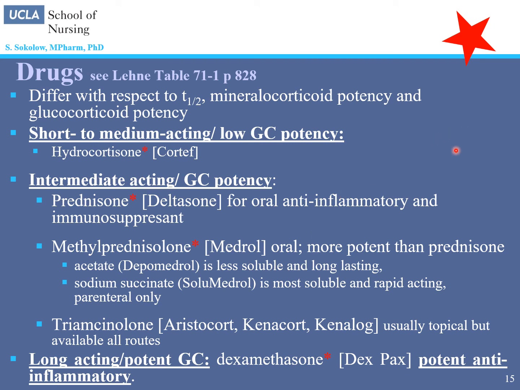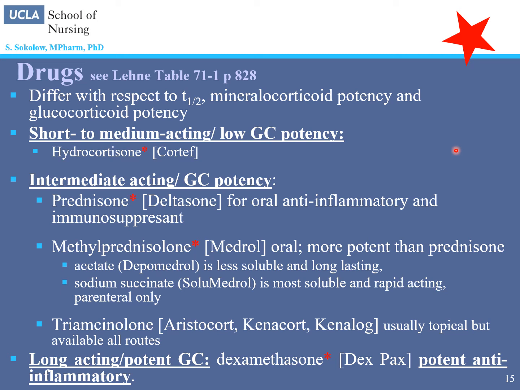Now, in terms of drugs, all those glucocorticosteroids differ with respect to their half-life and their mineralocorticoid potency versus their glucocorticoid potency. Glucocorticosteroids are synthetic, and you have some that have short to medium action and low glucocorticoid potency, such as hydrocortisone. Then you have the intermediate one, such as prednisone, that is used as an oral anti-inflammatory and immunosuppressant. You have methylprednisolone, a very common corticosteroid agent, more potent than prednisone.